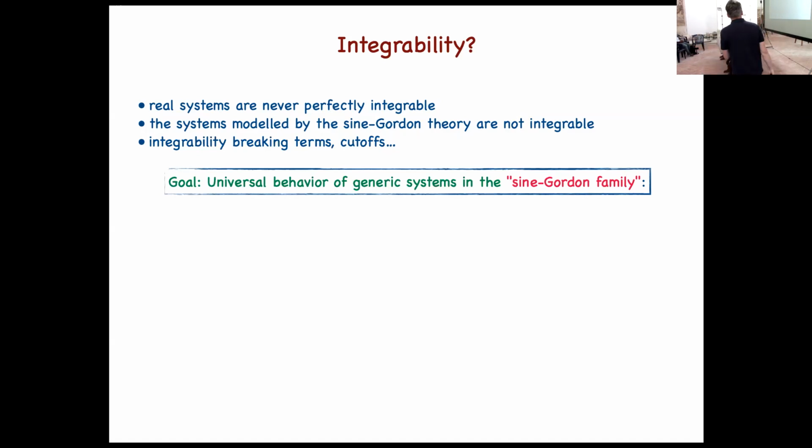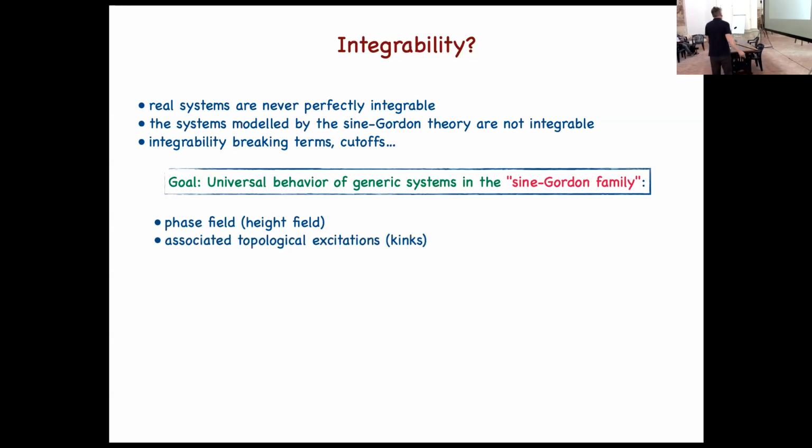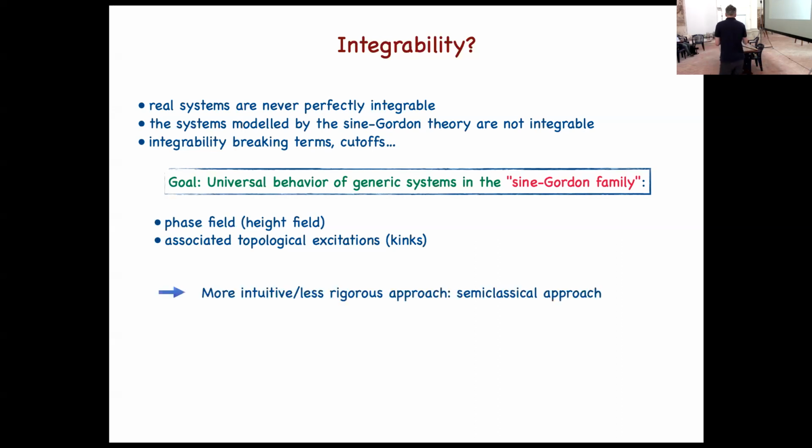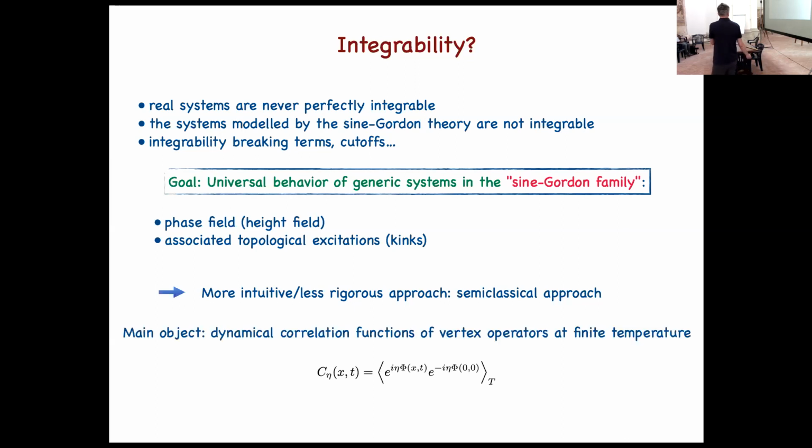So the goal is to describe somehow the universal behavior of generic systems, not necessarily integrable systems, in the sine-Gordon family. Okay, so what do I mean by sine-Gordon family? Well, the main features of the model are that there is a phase field, a periodic field, and there are associated topological excitations, kinks. These were these solitons, if you remember. But I don't necessarily assume integrability. So this means that I cannot use the arsenal of integrability. I should use a less rigorous but more intuitive approach. And we didn't invent this approach. This was proposed by Subir Sachdev and collaborators. This is the so-called semi-classical approach. I will tell you about this in a minute.